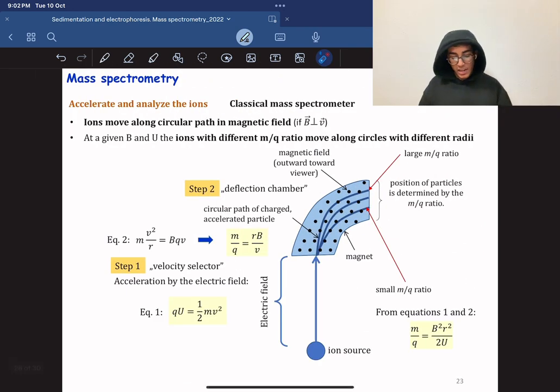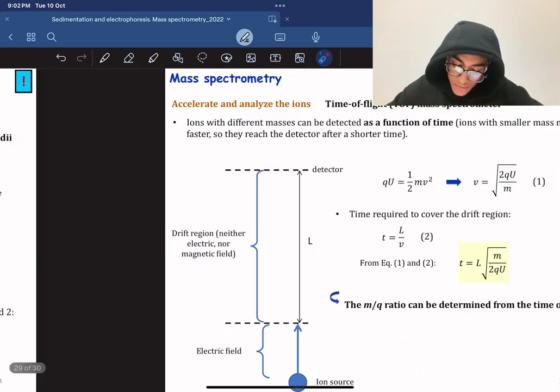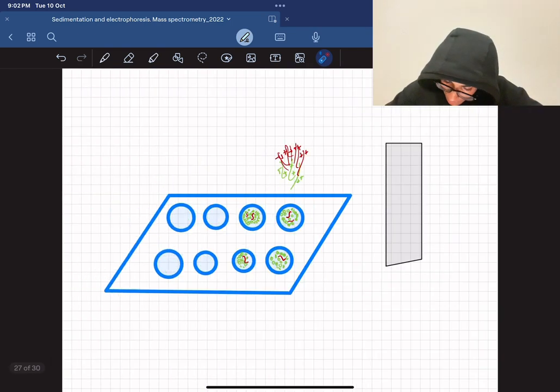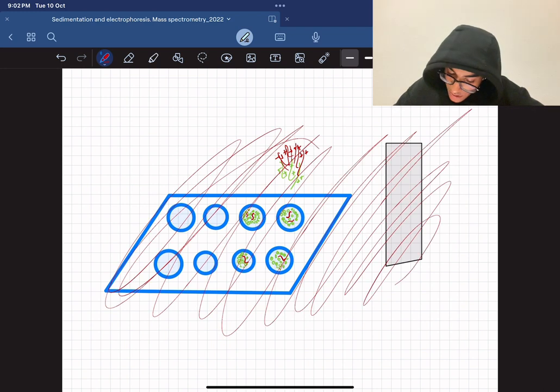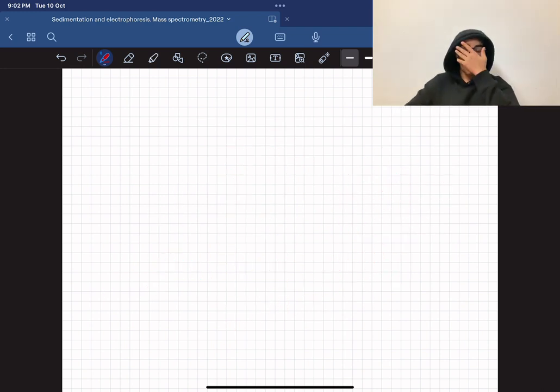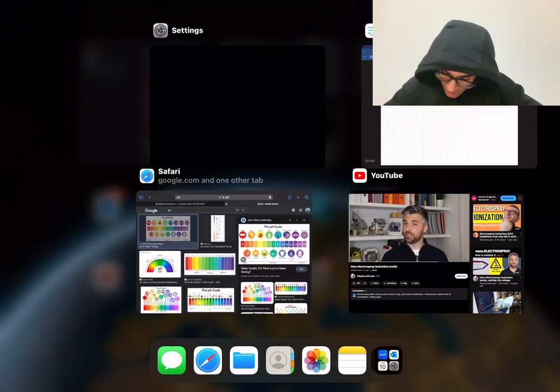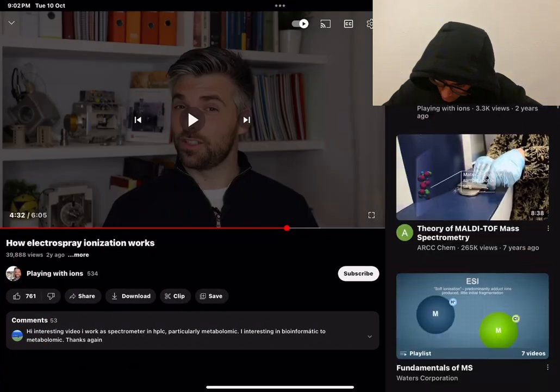Mass spectrometry: accelerate and analyze the ions. I highly recommend going on YouTube after this, because I really can't explain how cool this is. I want you to watch one video specifically, and I'd link it in the bottom, but I keep forgetting. So maybe I'll just show you right now.